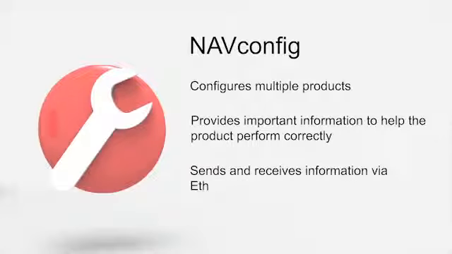NAVconfig actually sends and receives data via Ethernet, so in order to see your product when it's connected to the PC, your computer must be using an IP address in the same range as your product. For that reason, it's important that your PC is correctly configured and that you know the product's IP address.